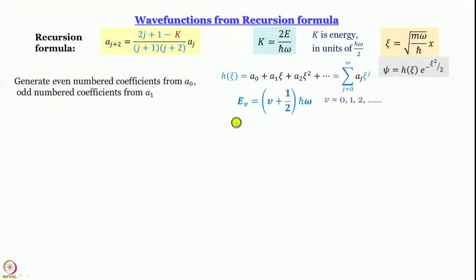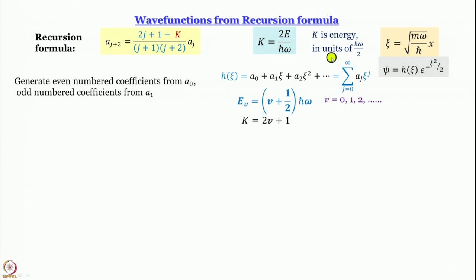Okay. So, for v equal to 0, 1, 2 and so on and so forth, E v is given by v plus half into h cross omega. So, what we can do is, we can just take this and we can put it in the expression for k, and it is very simple for you to see that k turns out to be 2v plus 1. Okay. Why are we doing this? Just hold on a minute and we will see. But first check, E v equal to v plus half into h cross omega. To get k, first of all multiply by h cross omega, you are left with v plus half, then multiply by 2.